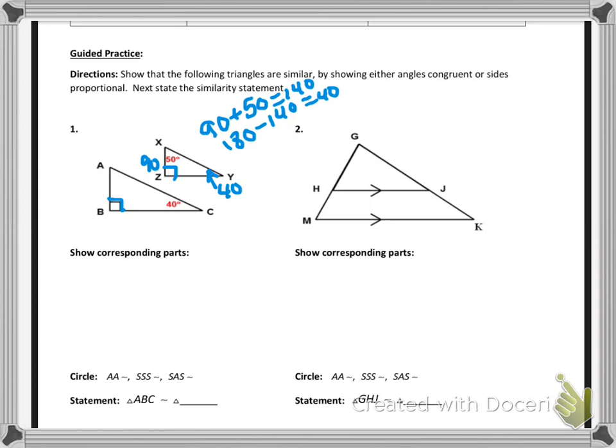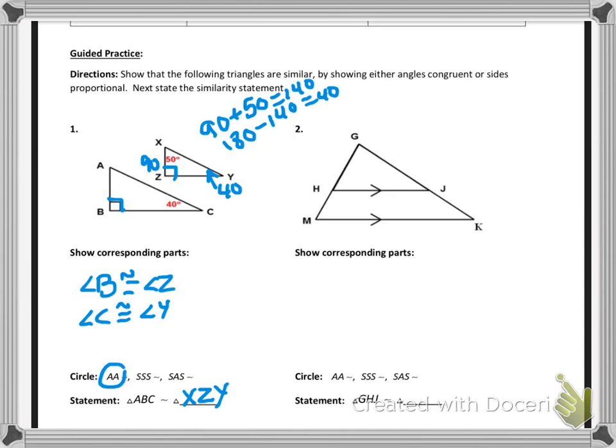So now I know that angle B is congruent to angle Z because they're right angles, and I know that angle C is congruent to angle Y. So I can say angle, angle similarity. And I can say ABC is similar to XZY. Be careful about the order.